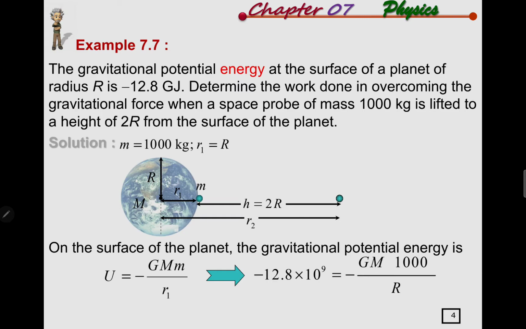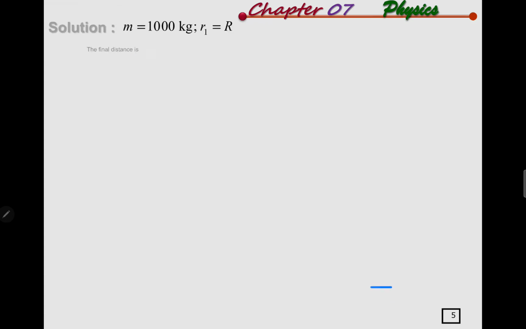Multiplying by the mass of the satellite probe, we end up with a constant value, GM over r, which is equivalent to 12.8 times 10 to the power of 6, which we can apply later. Next, the final distance. You add the height to the initial radius, so you end up with 3r. So the total distance will be 3r from the center of the Earth.